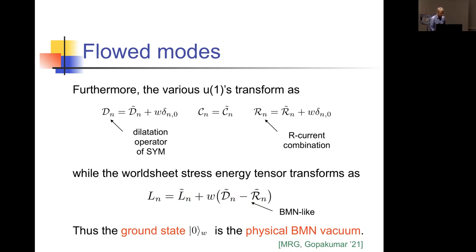And importantly, what you find is that the ground state is the physical BMN vacuum, because for the ground state, all the tilde modes before spectral flow are 0. So this term will be 0. So they will continue to satisfy L_0 equal to 0, but their eigenvalue under D_0 and R_0 get shifted up by w. So they look exactly like the physical BMN BPS state.